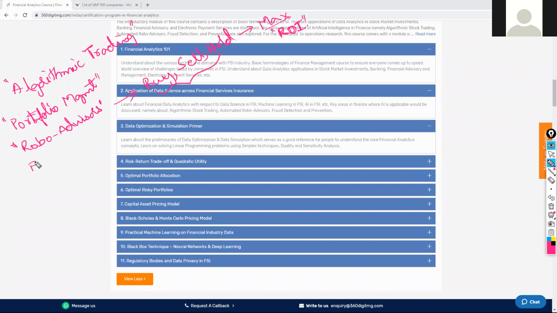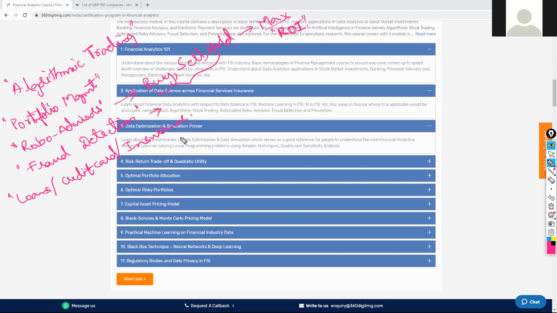When it's financial analytics, a lot of fraud happens. How do you detect the fraud? Fraud detection usually falls in the ambit of anomaly detection. How do you detect that? Right? Loans, credit cards, default prediction models, insurance.